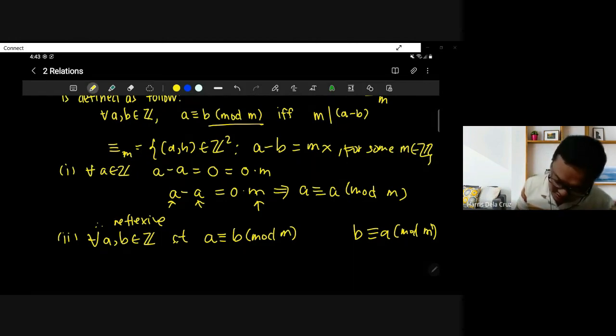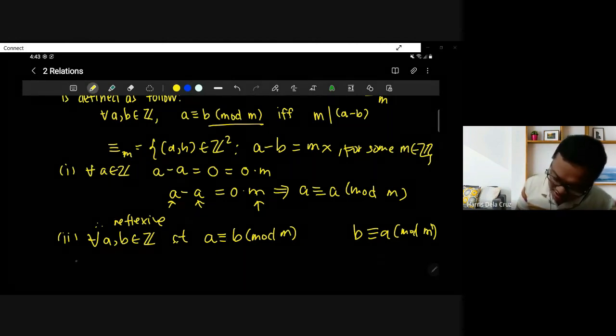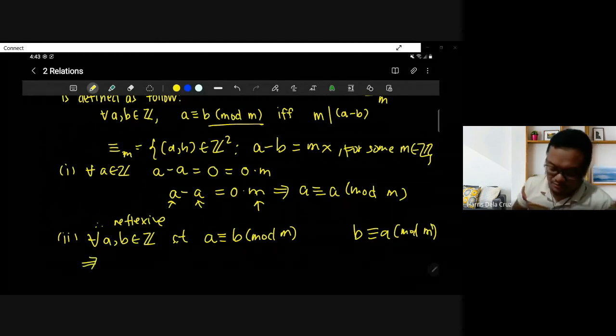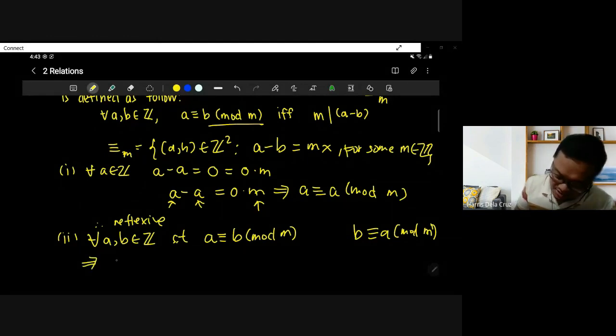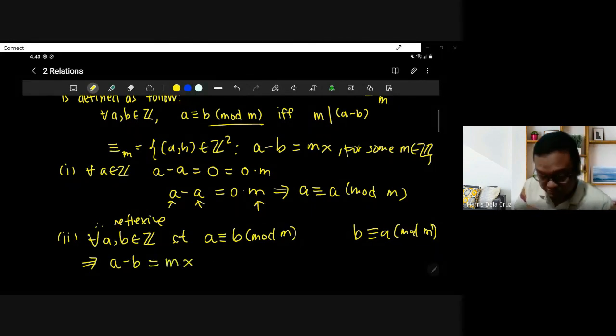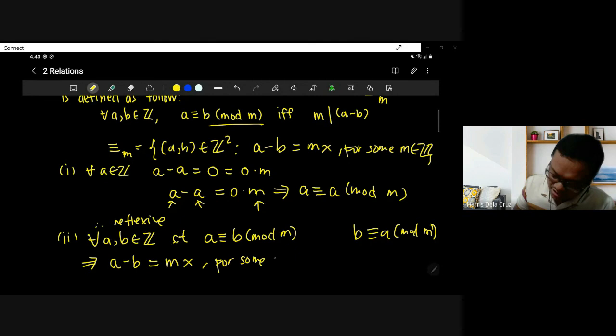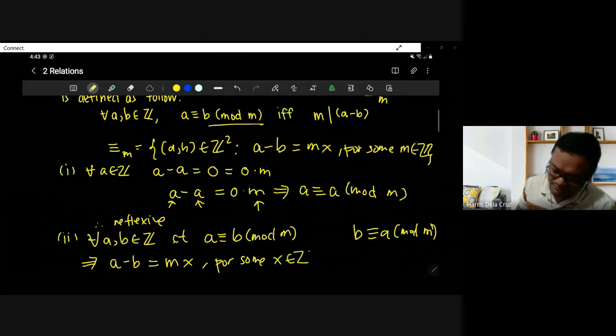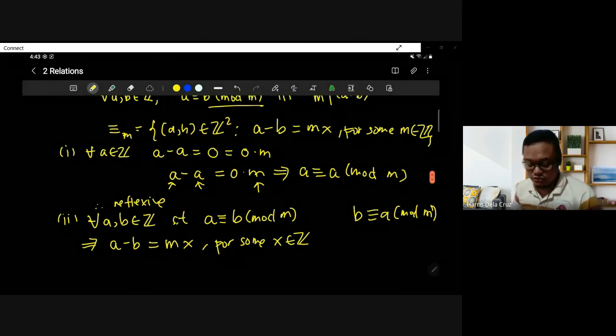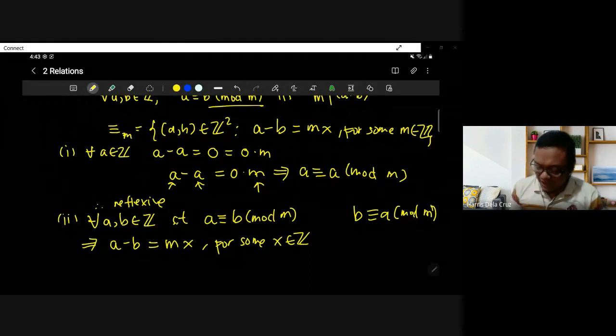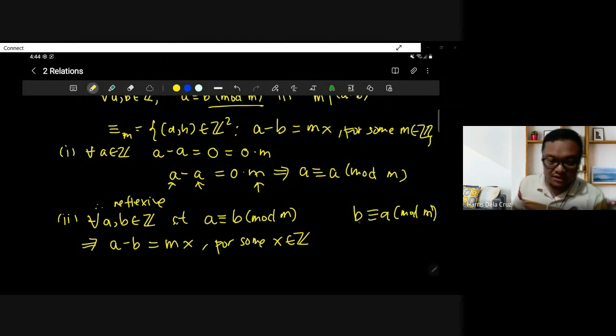Balik ka sa definition. Ano bang ibig sabihin ng A congruent to B mod M? Ibig sabihin, ang A minus B ay pwede mong isulat as M times X for some X, so there exists an X, for some X element of Z. Okay, definition yan ng congruence modulo. Ang gusto mo ipakita, B minus A.